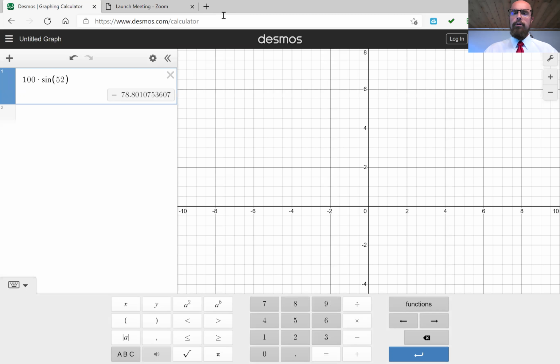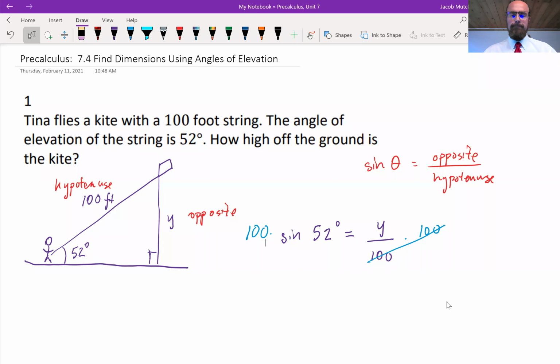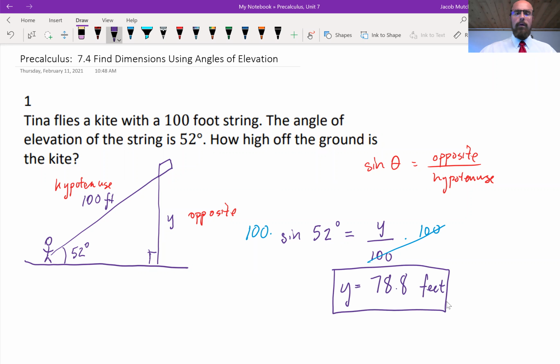We'll head back to our notes to finalize that answer, 78.8. So with this example, we were looking for a height. My units here are going to be feet, 78.8 feet. And that's how high the kite is off the ground.